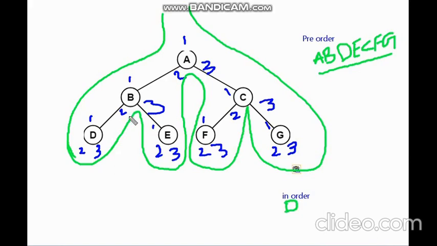Next I visited here 2. This 2 is for B. Then B. Then E. Then this 2 is for A. Then I am traveling like this. Yes, I visited 2. This 2 is for F. Then 2 visited. That 2 is for C. Next this 2 is for G. Hence no more 2's. Then I visited all vertices in the in-order method.